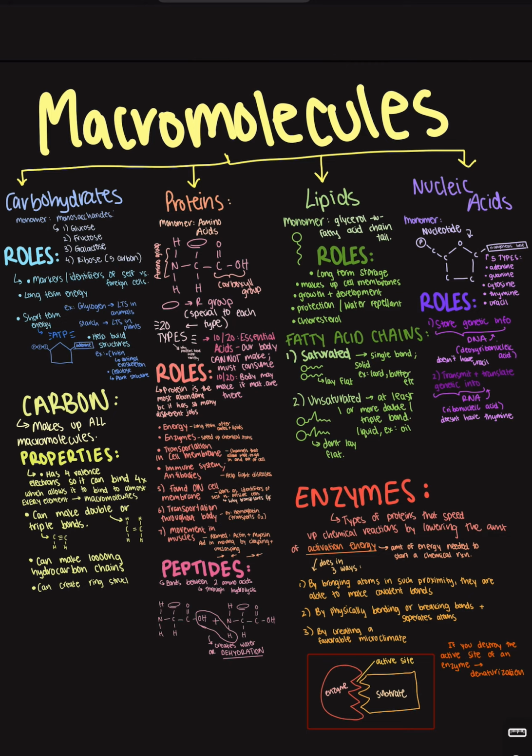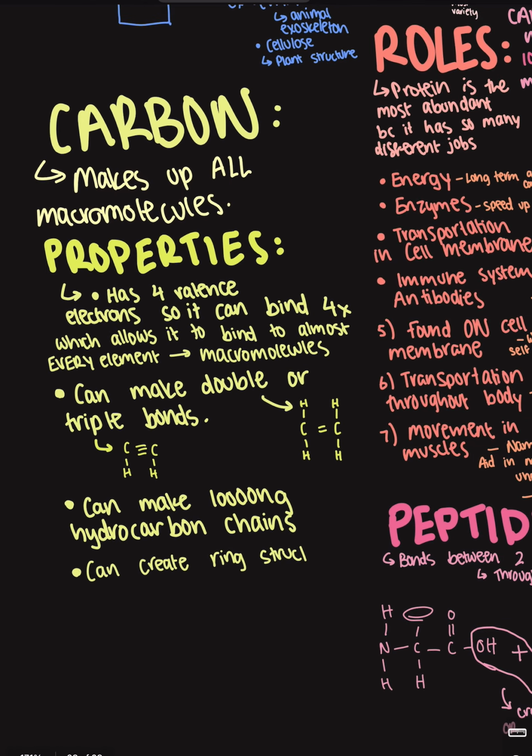So let's start off with carbon. Carbon, as we know, is an element on the periodic table, and carbon is the main thing that makes up all of the macromolecules, and we'll learn what macromolecules are later. But carbon has a lot of very unique properties. The first one is that carbon has 4 valence electrons in its structure. These 4 valence electrons allow it to bind 4 different times. And because it can bind 4 different times, carbon can bind with almost every other element in the world. And that's why carbon makes up all of the other macromolecules, because it can bind with so many different elements.